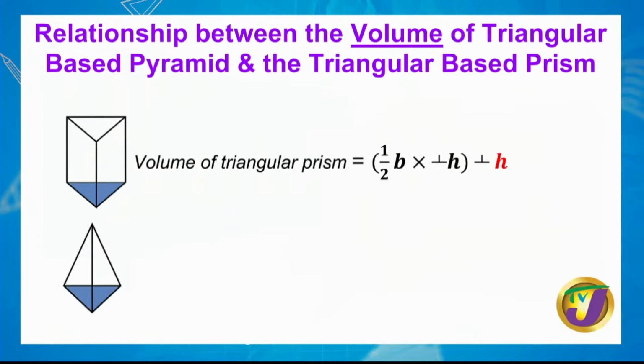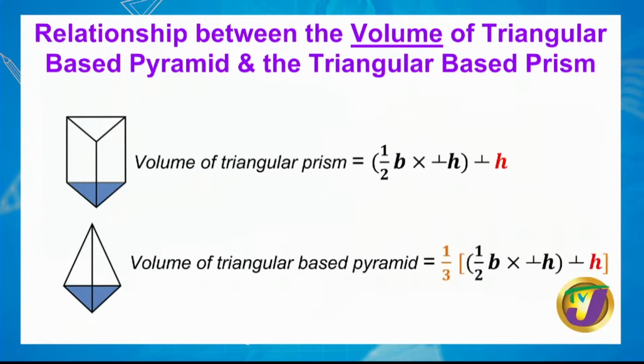So we know how to find the volume of a triangular prism, and since the volume of a triangular-based pyramid, with those conditions applied, is 1/3 of the volume of an assumed similar triangular prism, we would find 1/3 of the volume of that triangular prism, as you can see on screen.